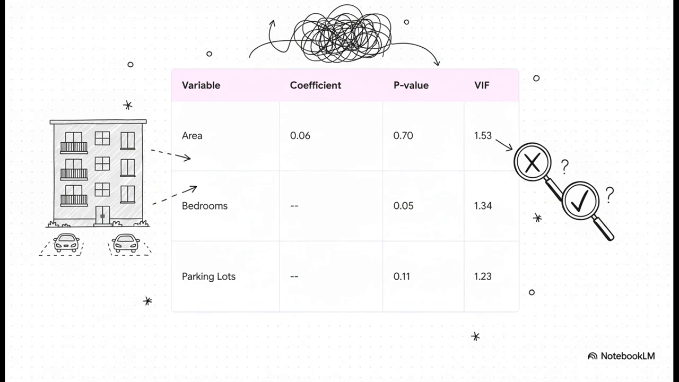Now let's go back to our troublesome apartment model. And what's so wild here is that the VIF scores aren't even that high. They're pretty low, actually. Yet even this mild level of collinearity was enough to make the unique contributions of area and parking lots basically disappear statistically, turning their p-values from great to totally insignificant.